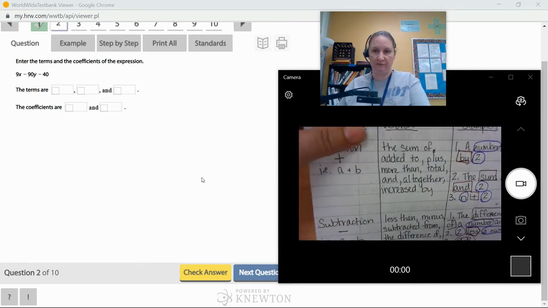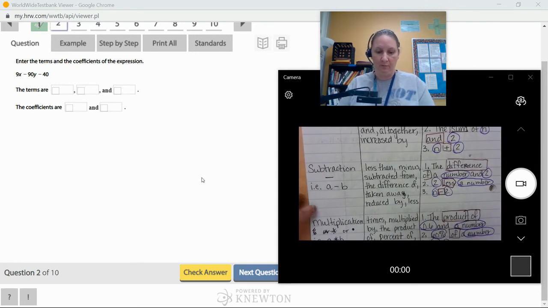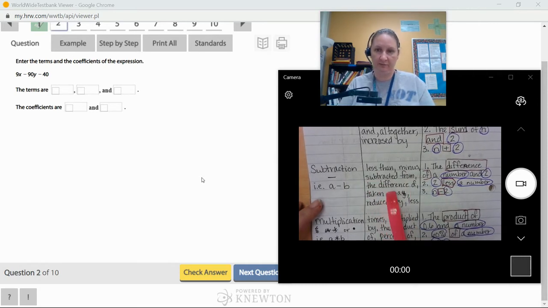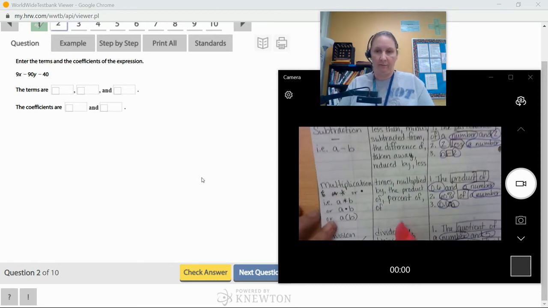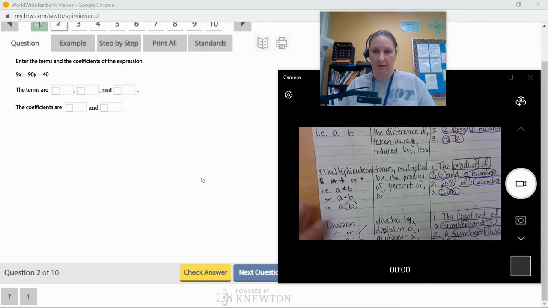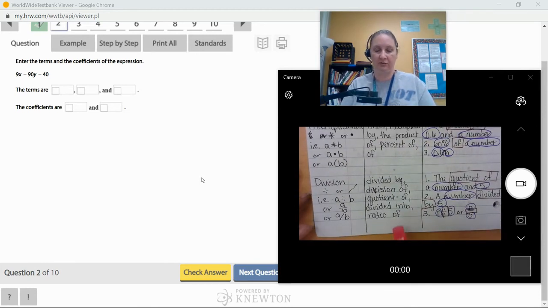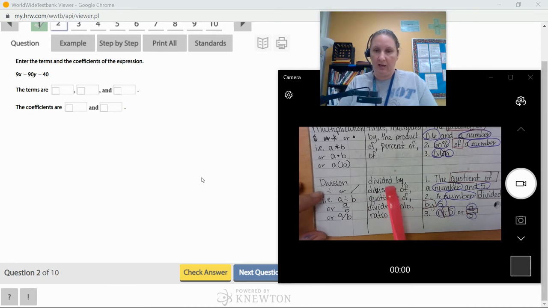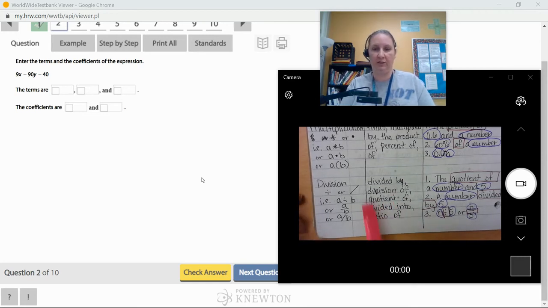For subtraction, we have less than, minus, subtracted from, the difference of, taking away, reduced by, or less. For multiplication, we have times, multiplied by, the product of, and the percent of, or just simply the word of. Sometimes that's all that they give us, a number of something else. Or out of. Actually, out of is usually division. Divided by, division of, quotient of, divided into, and ratio of are all keywords for that.